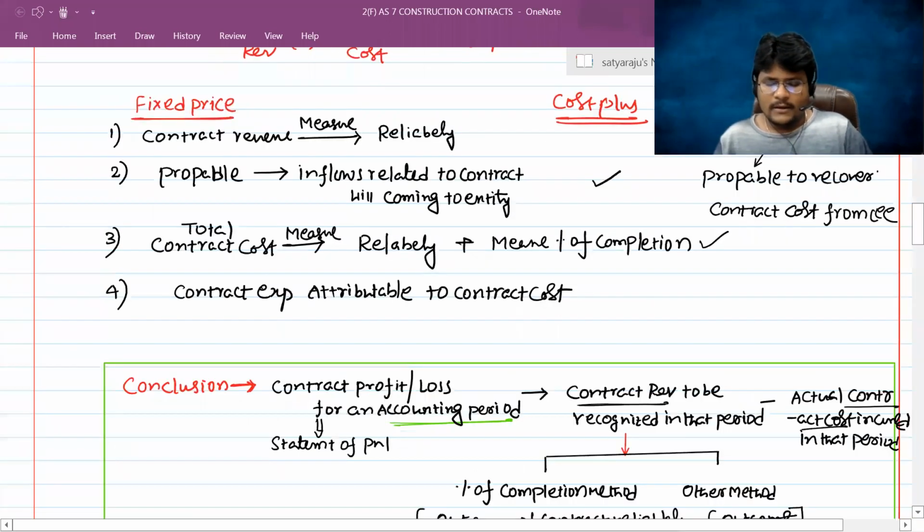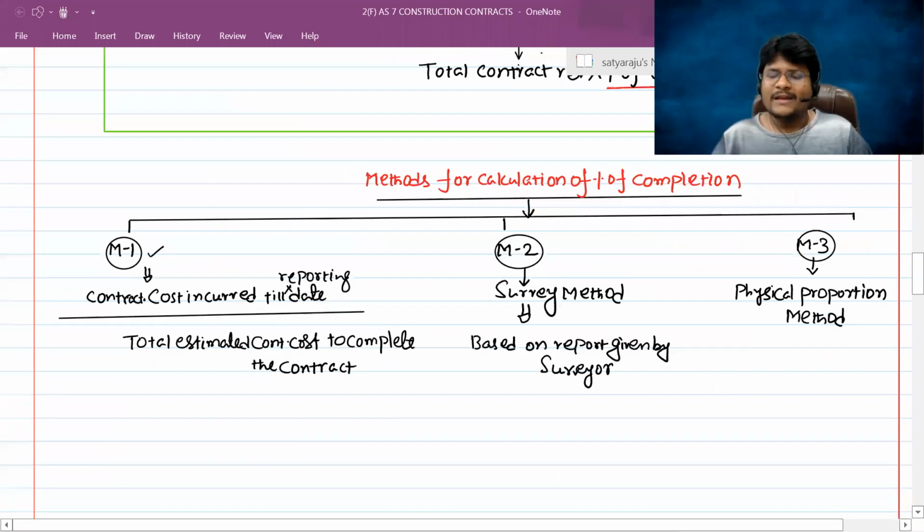Then in the next video lectures, we are going to discuss the components in the contract revenue and the components in the contract cost and certain other provisions as well. Once we finish such other provisions, then we can enter into the problems. So a lot of discussion is going to happen in the next video lecture as well. I hope you can understand the basic structure of AS7.